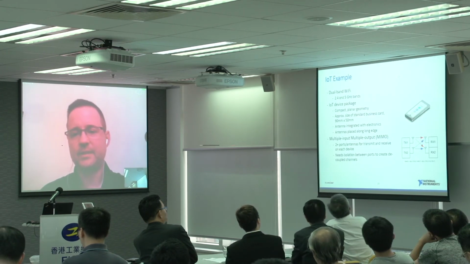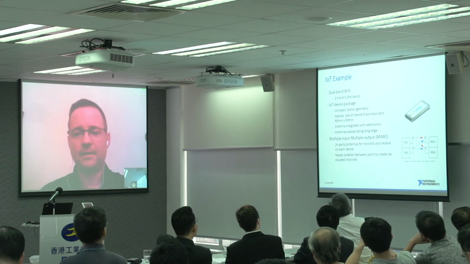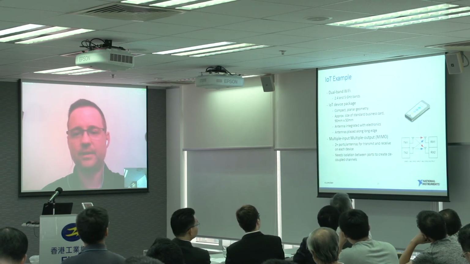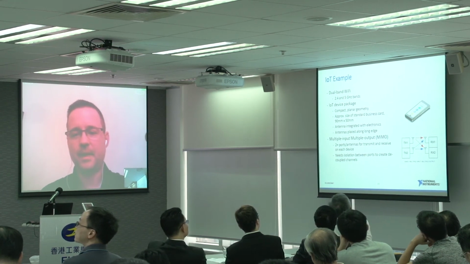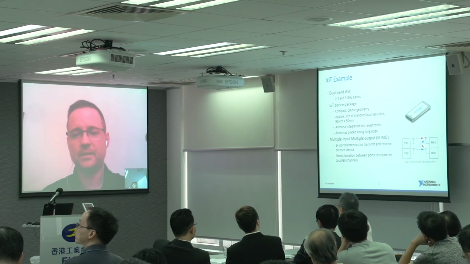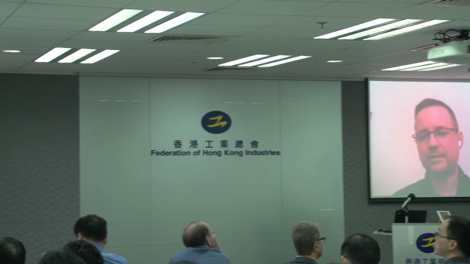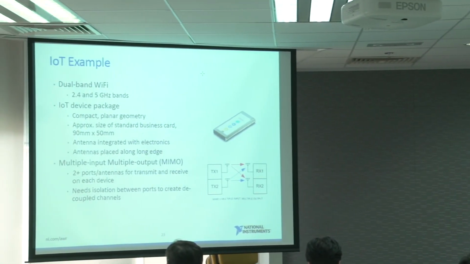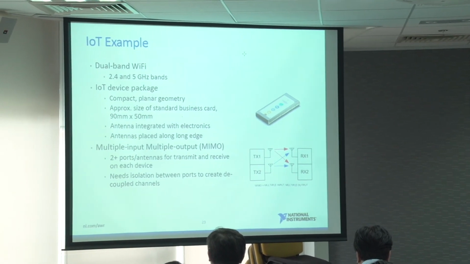Here's our Internet of Things example. Let's say you want a dual band Wi-Fi, and you wanted to do this in some sort of rectangular IoT device package. Compact planar geometry. I chose something like the size of a business card, 90 millimeters by 50 millimeters. An antenna would be placed along the long edge of this package. And we're looking at 2 or more ports for the antennas. And we need isolation to create decoupled channels. So next slide.